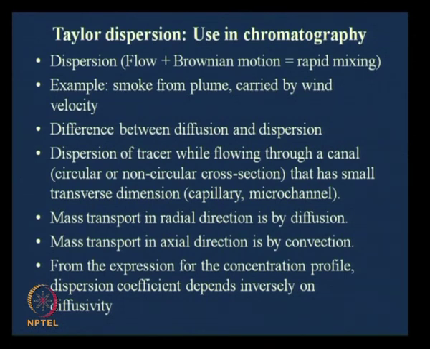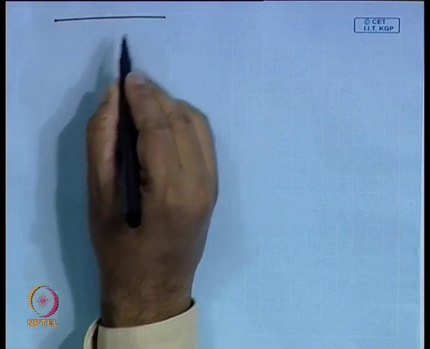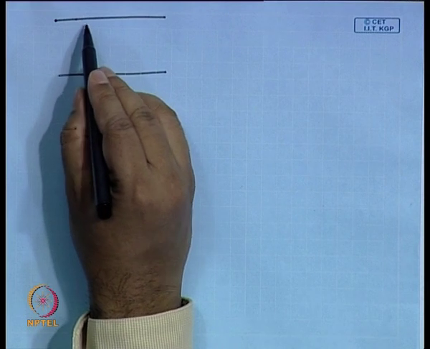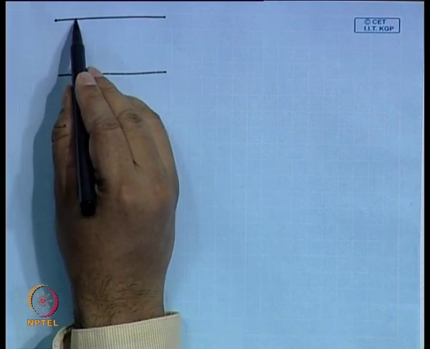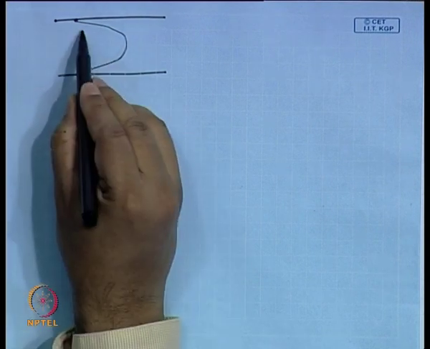Now, dispersion of tracer while flowing through a canal, whether circular or non-circular cross section, that has small transverse dimension, that is what we are interested in, and that is referred to as Taylor dispersion. What is that now? Suppose you have a flow going on, all right. You have a flow going on and you have a parabolic velocity profile.